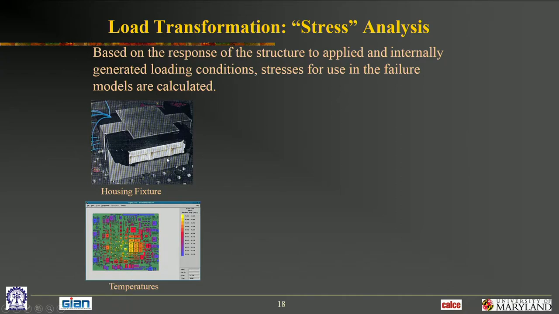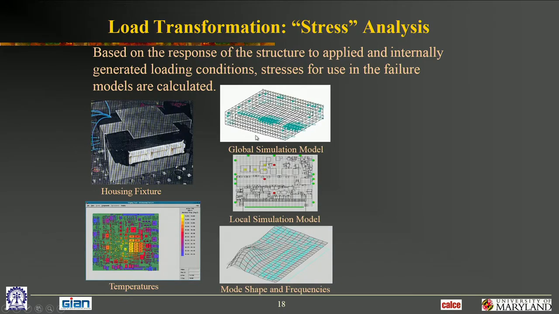This was an accelerator test chamber. So the ambient was being varied up to about 85 degrees C. So we did a thermal analysis and found out the peak temperatures at each of the ICs and everywhere in the circuit card. So you can see they're all color-coded by the temperature that they achieved. Okay. So that's that analysis to go from that ambient 85 degrees C to the temperature at each chip or each part. That is the stress analysis in this case, or load transformation.